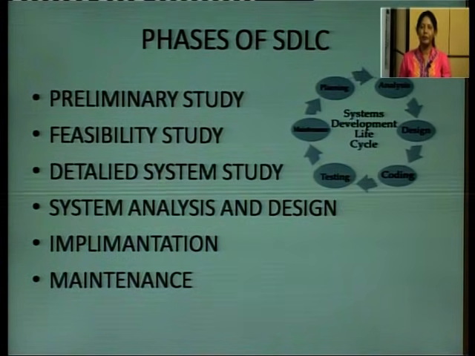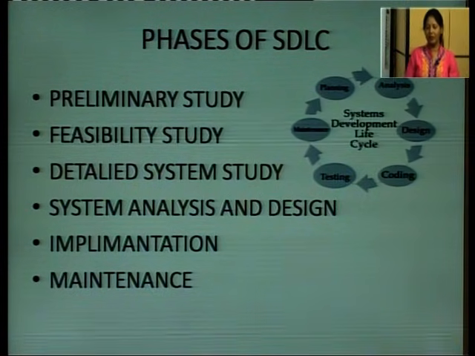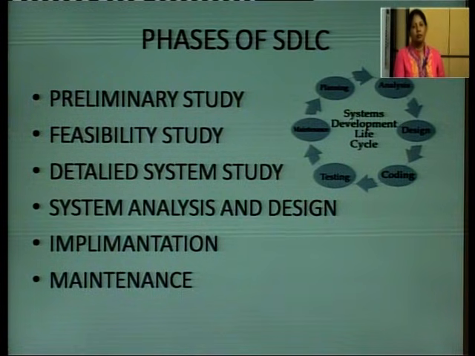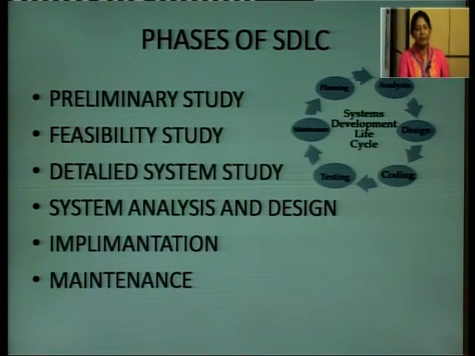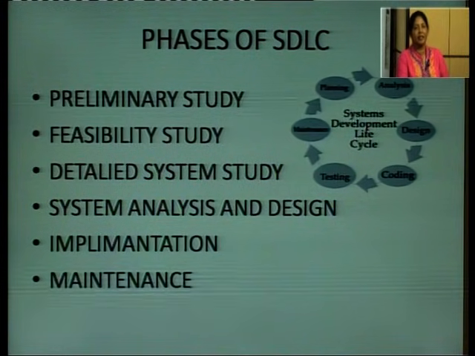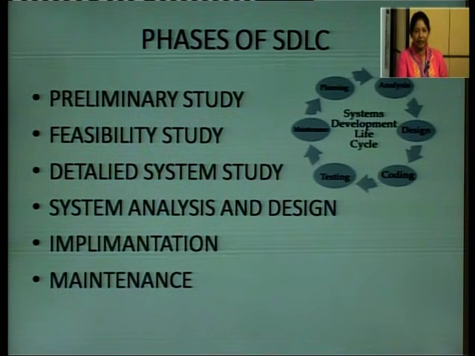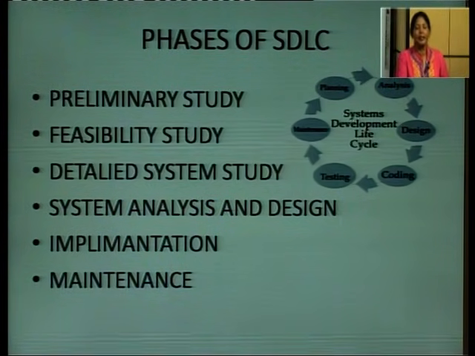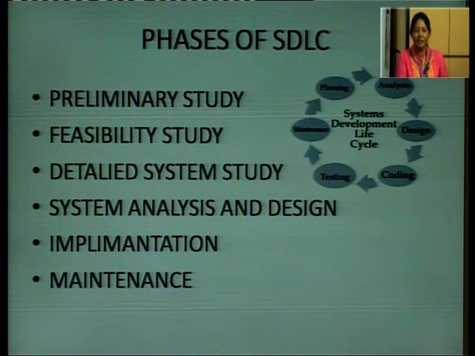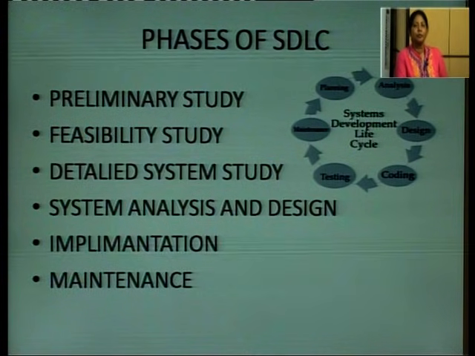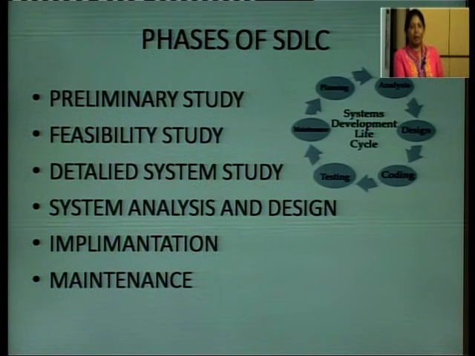There are some phases of the system development life cycle. First is the preliminary study. Next phase is the feasibility study. Next is the detailed system study, then the system analysis and design, then the implementation and the maintenance. So, these are the phases of the system development life cycle.